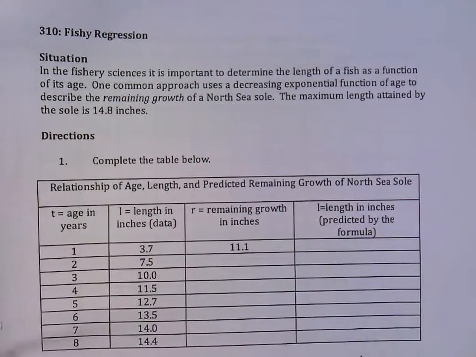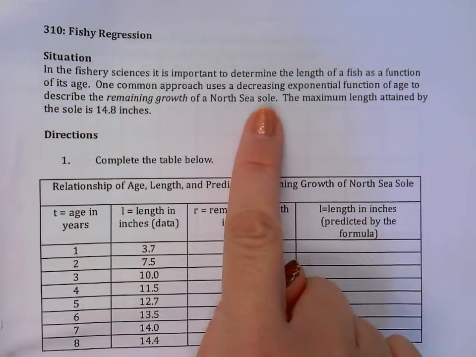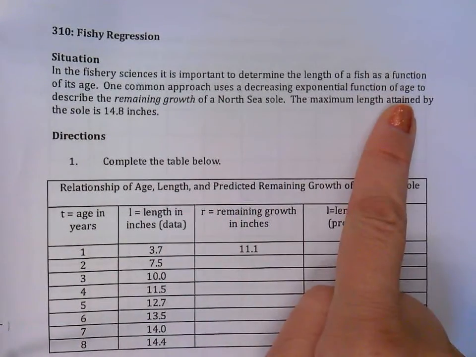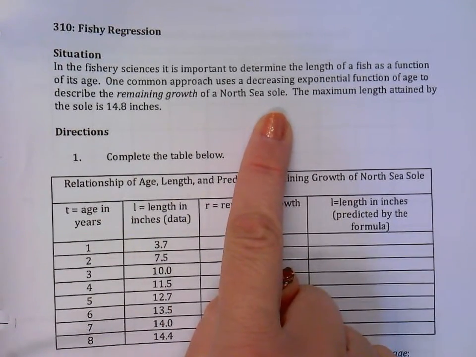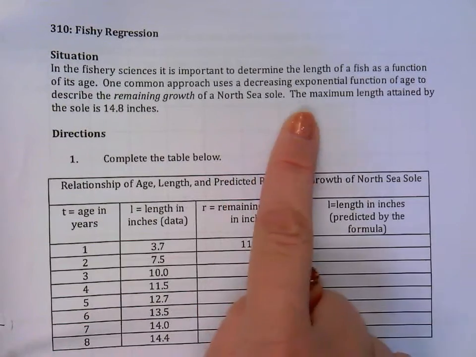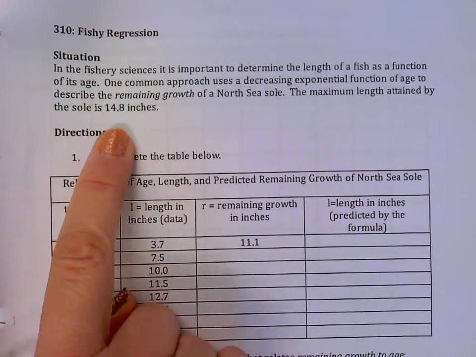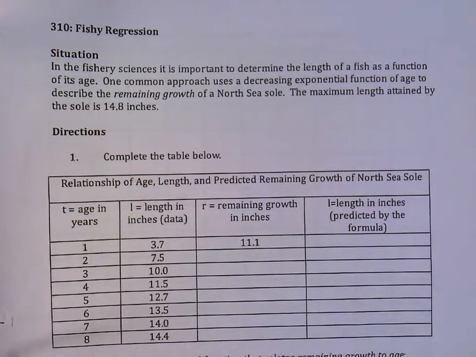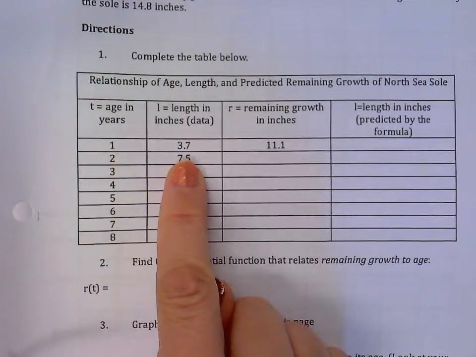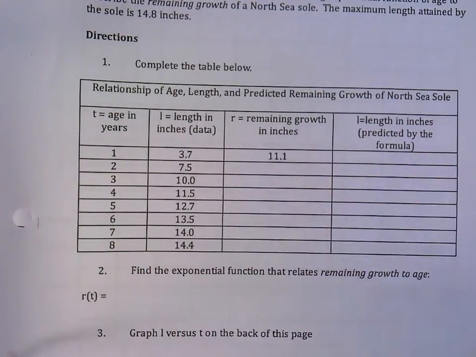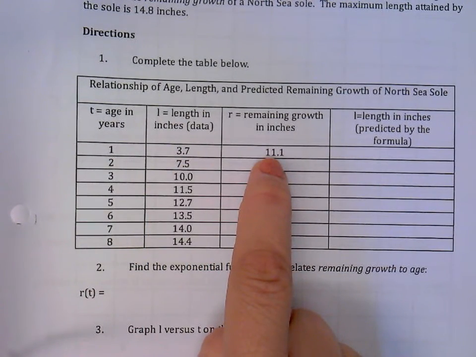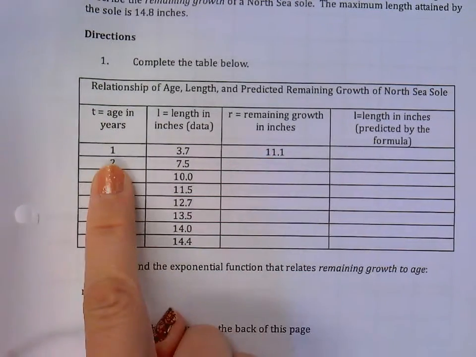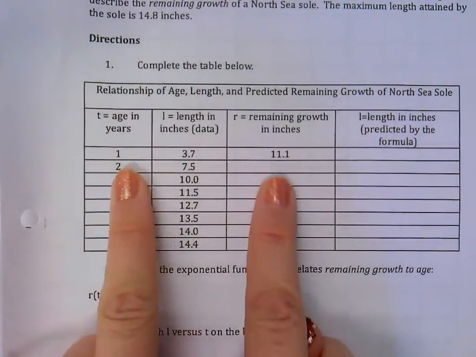So one common approach uses a decreasing exponential function of age to describe the remaining growth. They're studying the North Sea sole, which is a white fish, kind of like haddock or cod. The maximum length that a sole could be is 14.8 inches, so the oldest sole is probably that long. When you catch the fish, you measure its length, and based on that length you know the remaining growth it will still have in its lifetime.